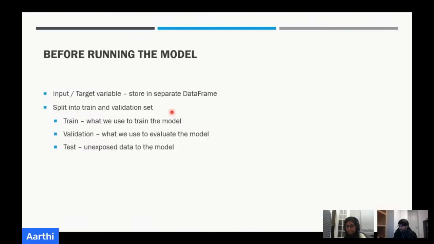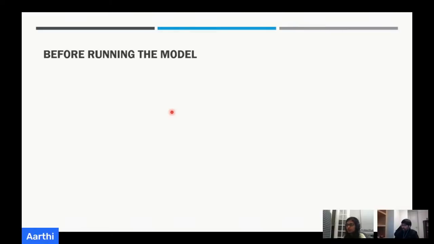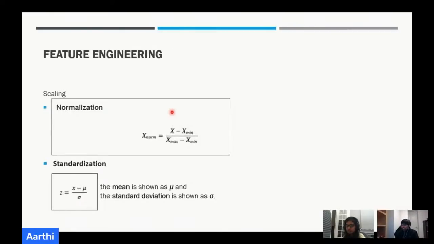Yeah, we can probably take one question. Can you talk a bit more about normalization and standardization, like when to use which scaling technique? They want to know when to use which technique, standardization and normalization, and why.